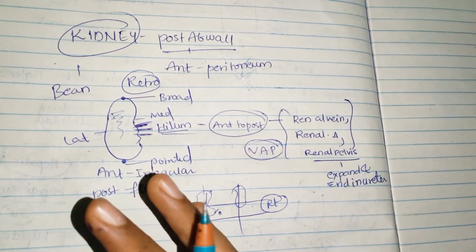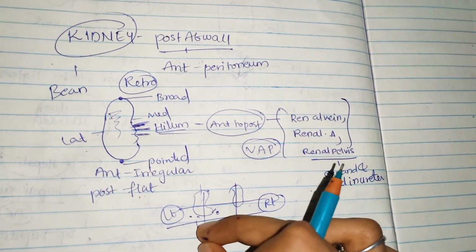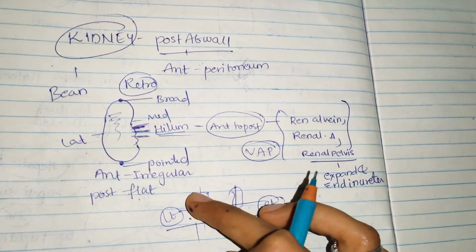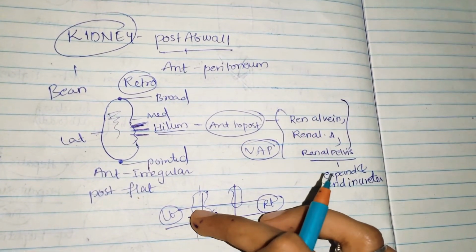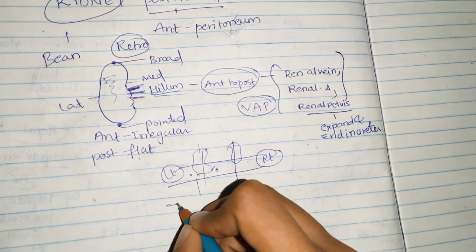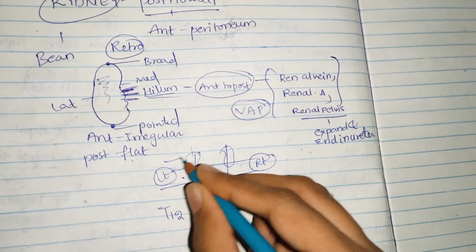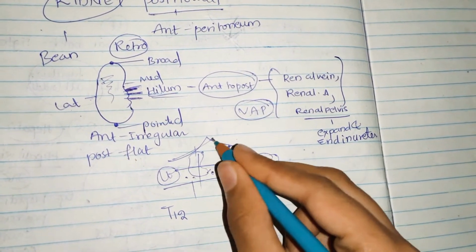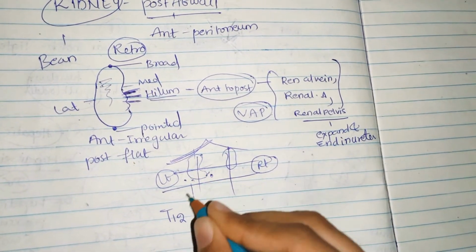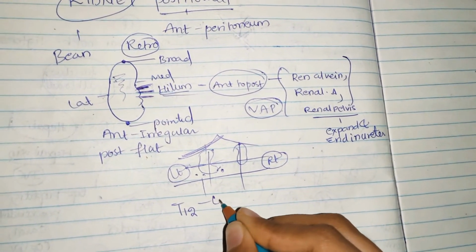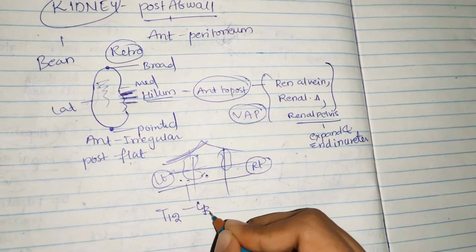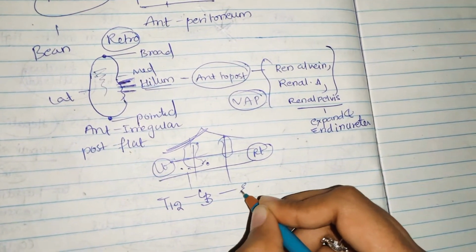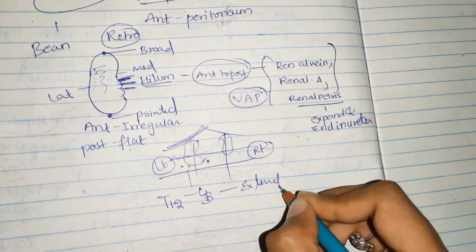Next, vertically, the upper border extends from the 12th thoracic vertebra to the center of the body of the 3rd lumbar vertebra. So it is extending from T12, and down you will have lumbar vertebra L1. So T12 to L3, this is the extent of the kidneys.